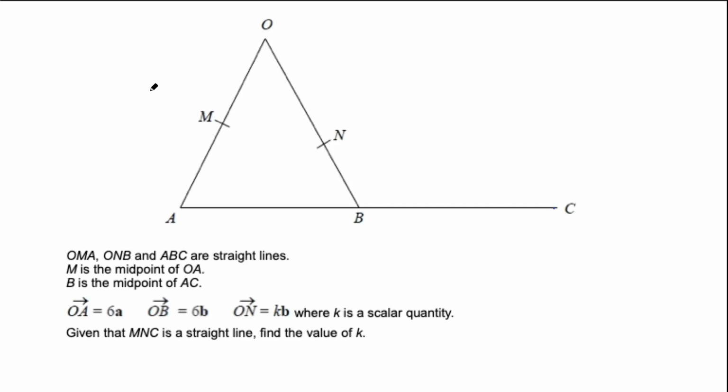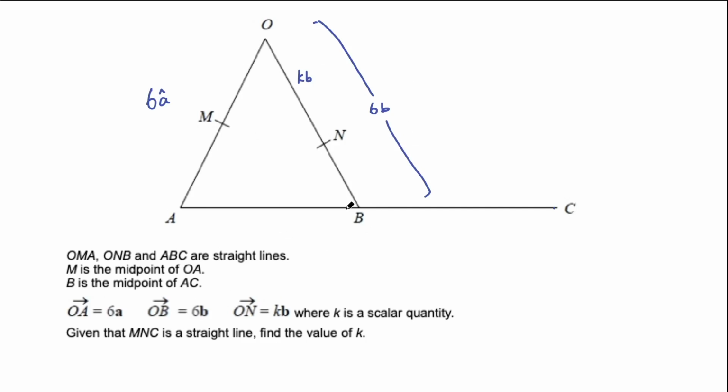So OA is 6a, OB is 6b, that's this length here, and ON is kb. Alright, I might just move that over here. So that's the entire length of that line. Okay, and we need to find the value of k. So I encourage you to have a go at this question yourself. So pause the video now if you want to do that.